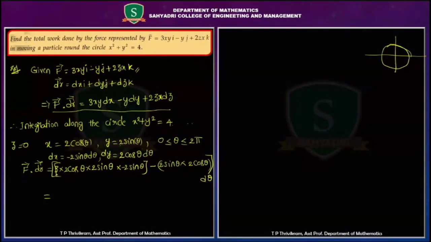So just simplify this, how much will we get? 3, 6, 6 into 2, 12, minus 24. Minus 24 cos theta sine square theta. Okay, next minus 4 sine theta cos theta. So this is the value which you got.